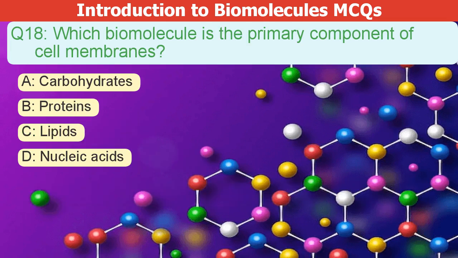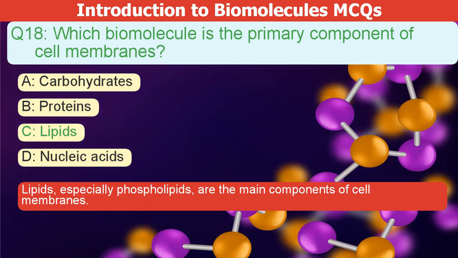Which biomolecule is the primary component of cell membranes? A. Carbohydrates. B. Proteins. C. Lipids. D. Nucleic acids. The correct answer is C. Lipids, especially phospholipids, are the main components of cell membranes.